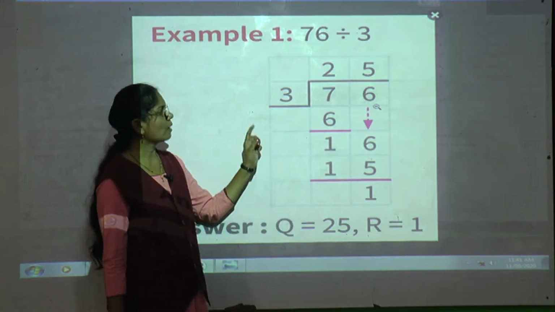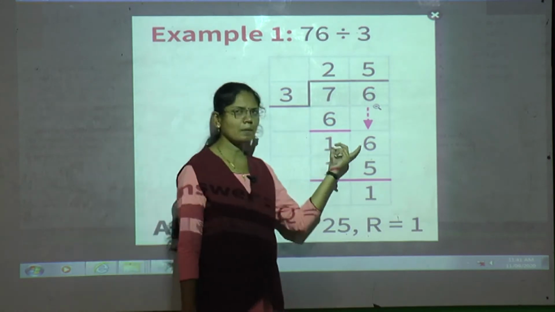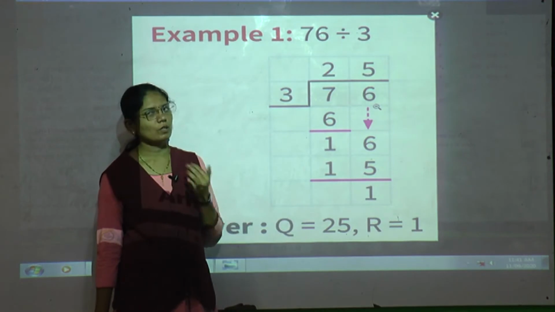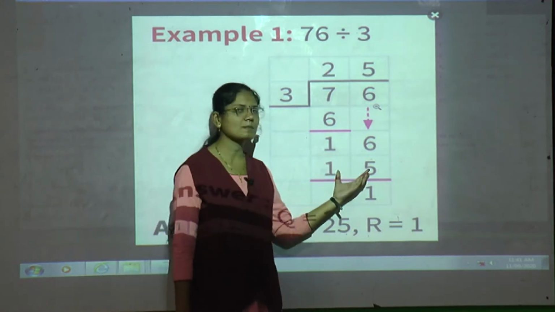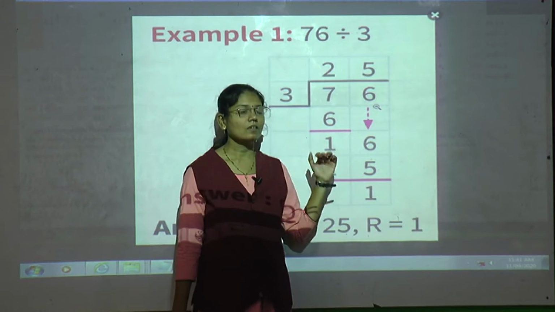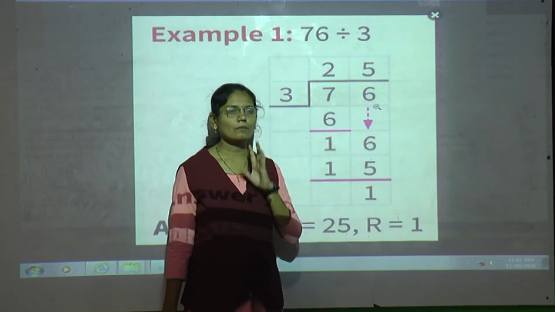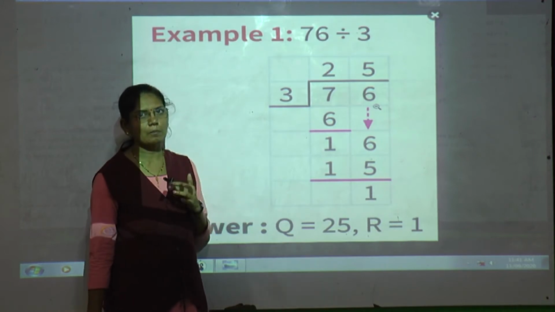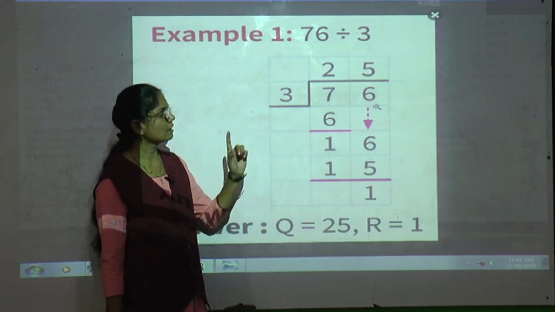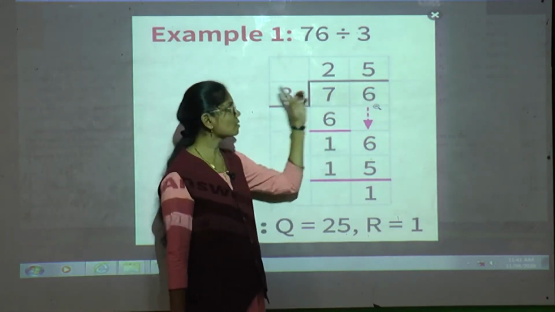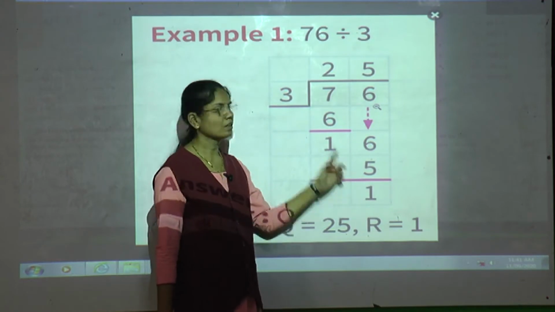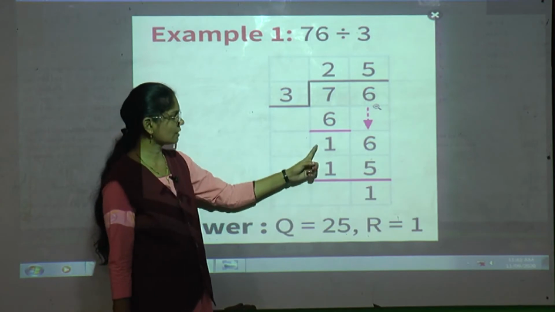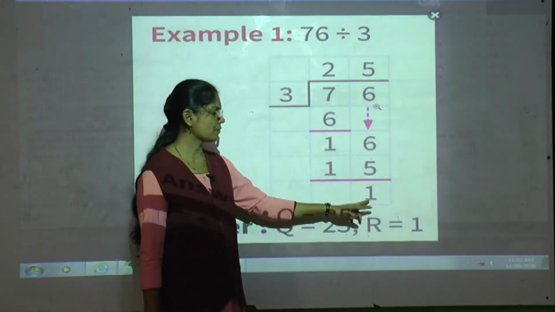Now again you have to see the table of 3. Can you see the number 16 in that? No, 16 is not there in the table of 3. Then again what we will do? Just we will find out the smaller number than 16. 15 is there. Now in 15, how many 3's are there? There are 5 3's. So 3 5's are 15. Then we have to do the subtraction, that is 16 minus 15 is equal to 1.